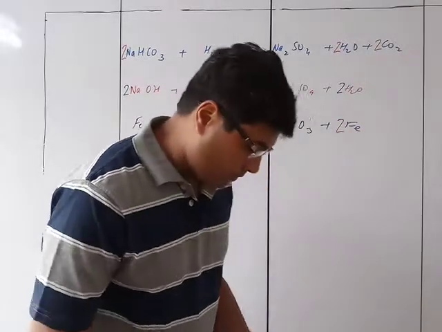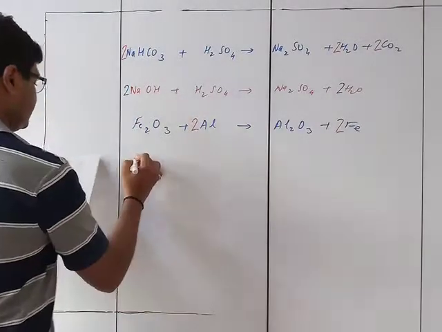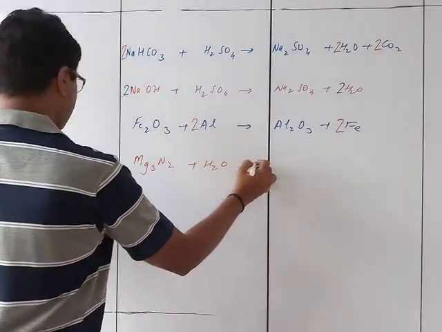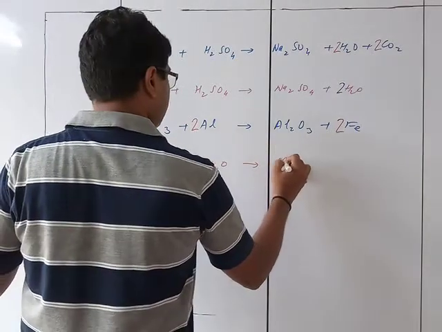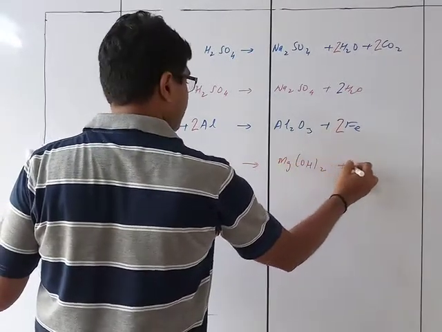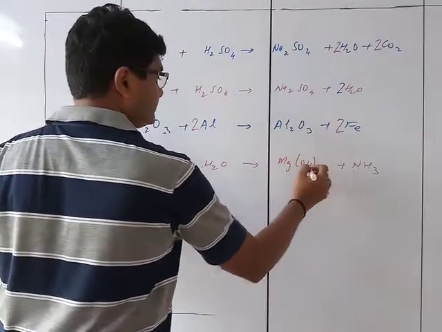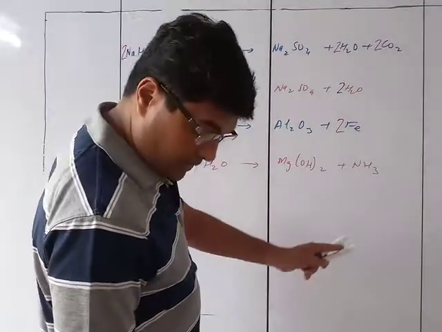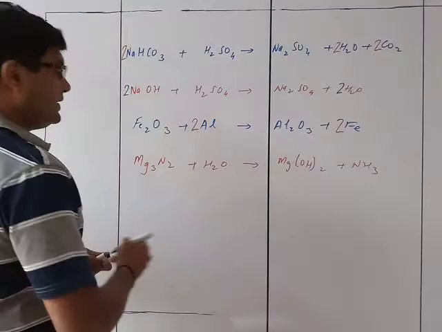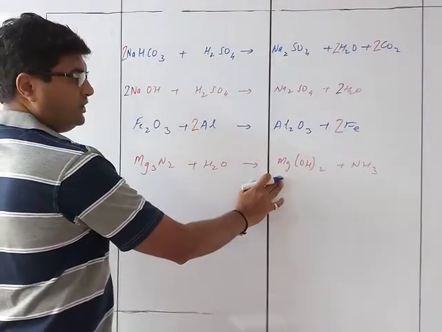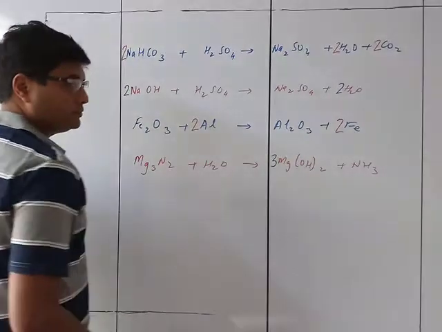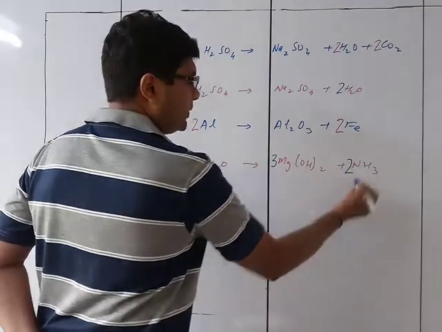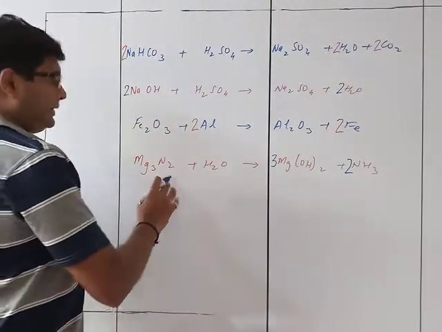Now we'll take one more example because this was quite easy. This is Mg3N2 plus H2O giving me Mg(OH)2 plus NH3. Now first one is Mg3. Here it's only Mg, so I need to put a 3 over here. Next thing, N is 2 over here, N is only 1 over here, so I need to put a 2 over here. Right?